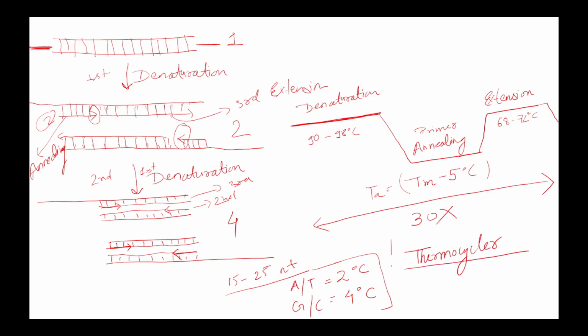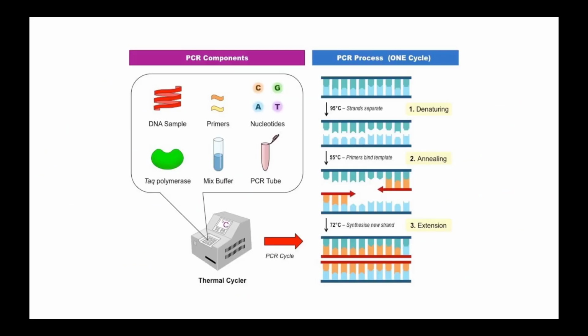Okay, so a PCR machine is nothing but a thermocycler which can perform the sudden or quick change in the temperature to carry out these PCR reactions. Okay, and so this is the basics.